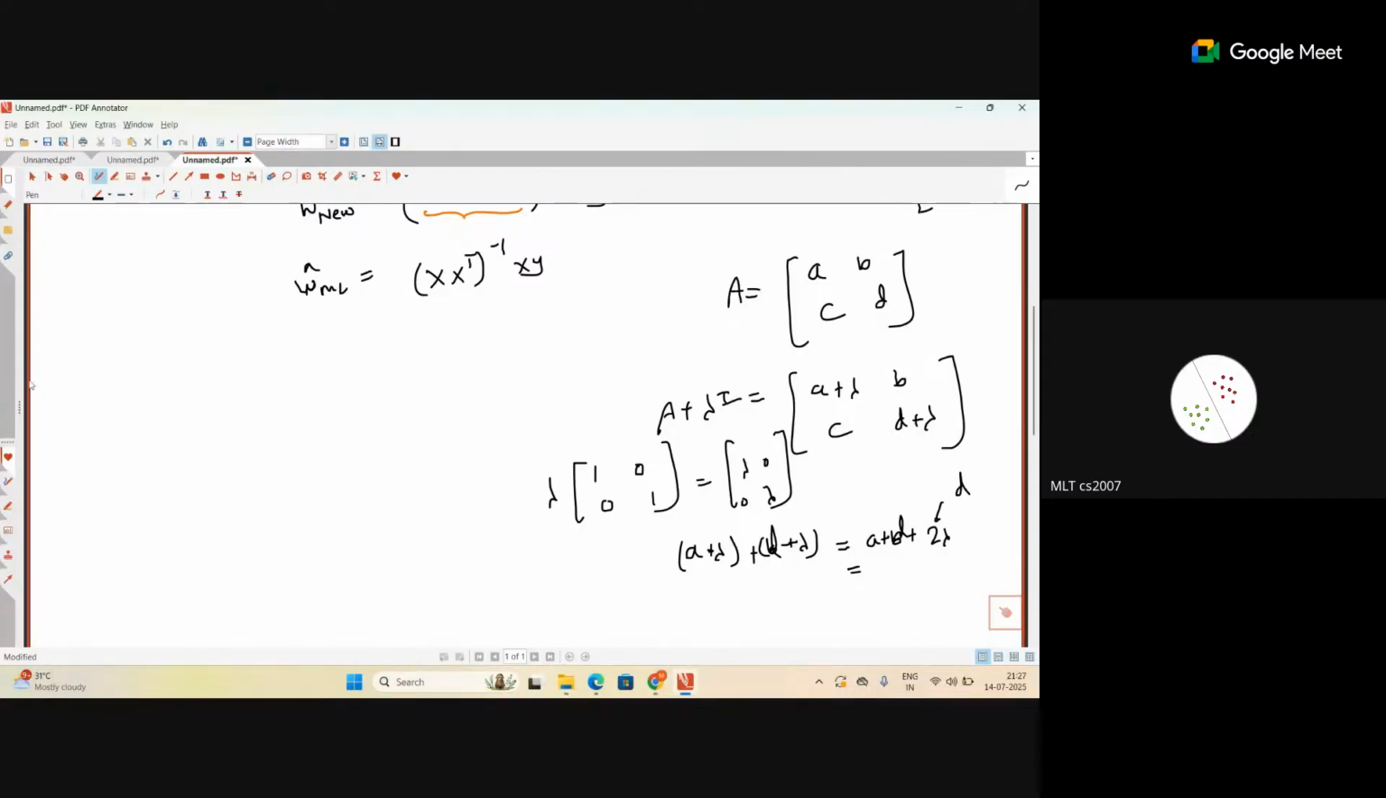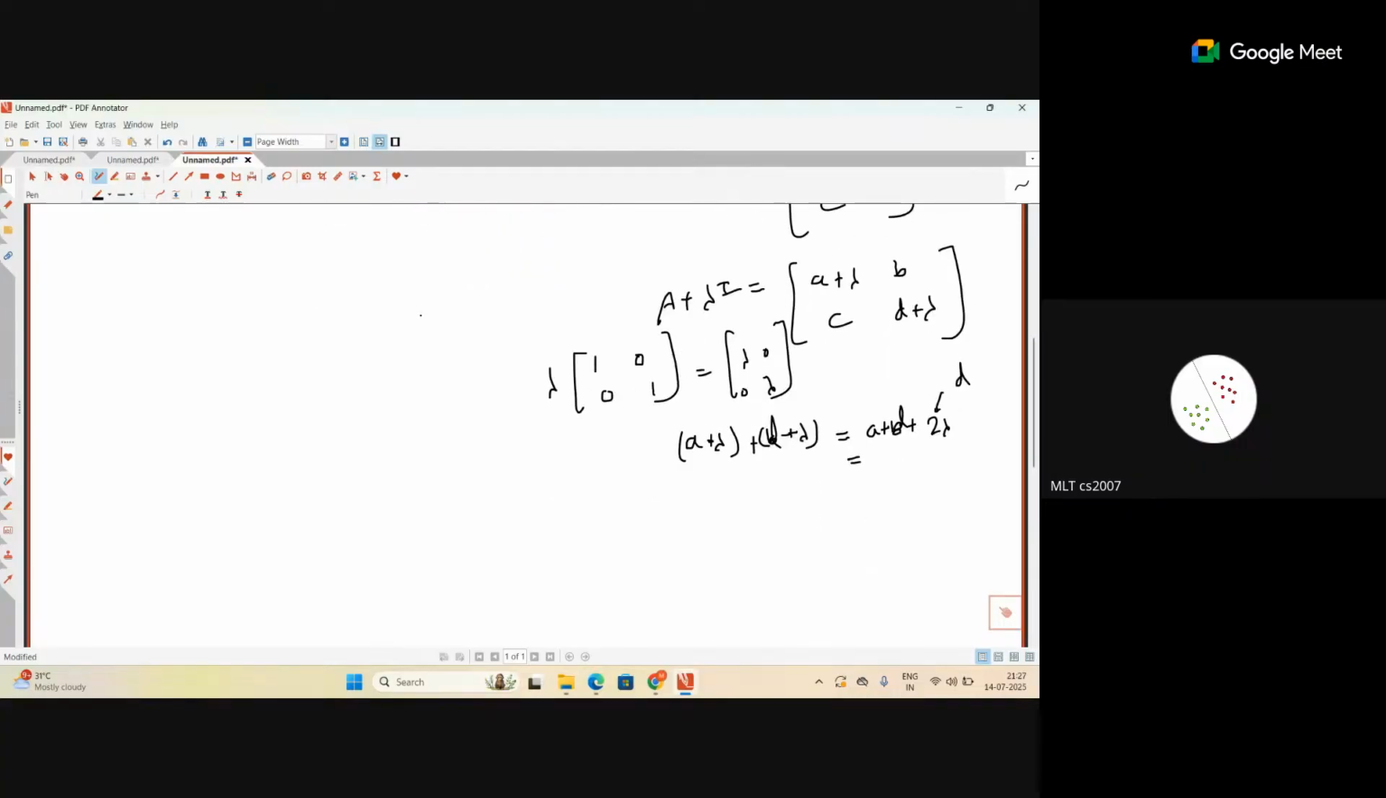Suppose A is having eigenvalues of lambda 1 and lambda 2. What are the eigenvalues of A plus C I? I hope you remember this. It is lambda 1 plus C, constant, and lambda 2 plus constant.